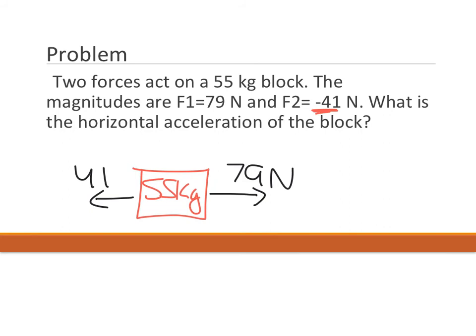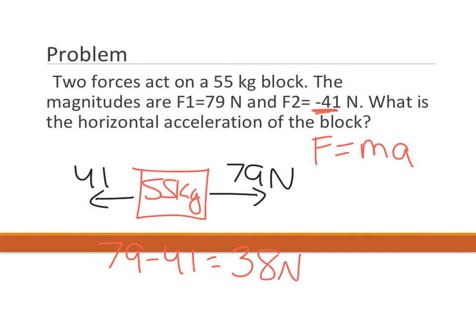So think a moment to yourself. Is this thing moving or not? It is. It's asking for acceleration. So we have F equals ma. First thing I need to do is figure out my net force on this object. So I have 79 minus 41. That'll give me 38 newtons.